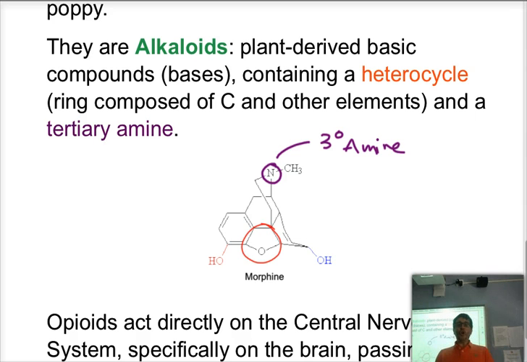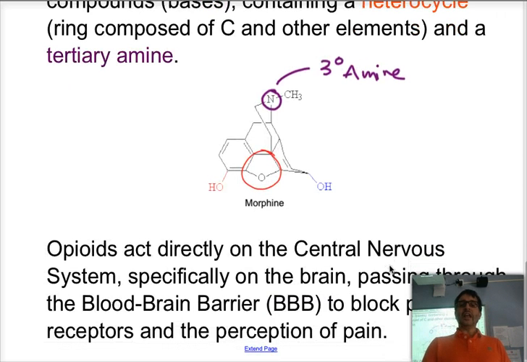Now, opioids act directly on the central nervous system, and they act on the brain. They have to be able to go through the blood-brain barrier. The blood-brain barrier is a fatty tissue that separates the normal bloodstream from the brain in order to protect the brain from getting infected by other substances. So in order to act on the brain, a drug must be able to go through the blood-brain barrier, or in short, the BBB. And let's look a little bit at the structure of this.